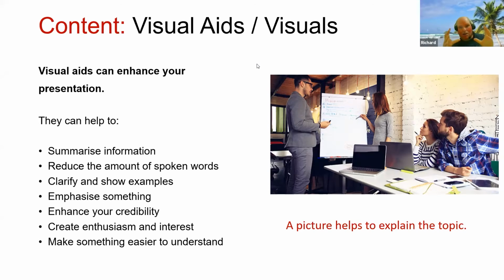So an image can show a very complex idea and simplify it to help everyone understand how everything relates or connects with different parts. It can reduce the amount of words that you need to say to explain something. You can clarify or show examples by using pictures and the connections between those, or colors, or whatever it may be. You can emphasize something. You can enhance your credibility by showing some factual information, some graphs, some tables. Make it look like you've actually done your research as you're explaining what that means.